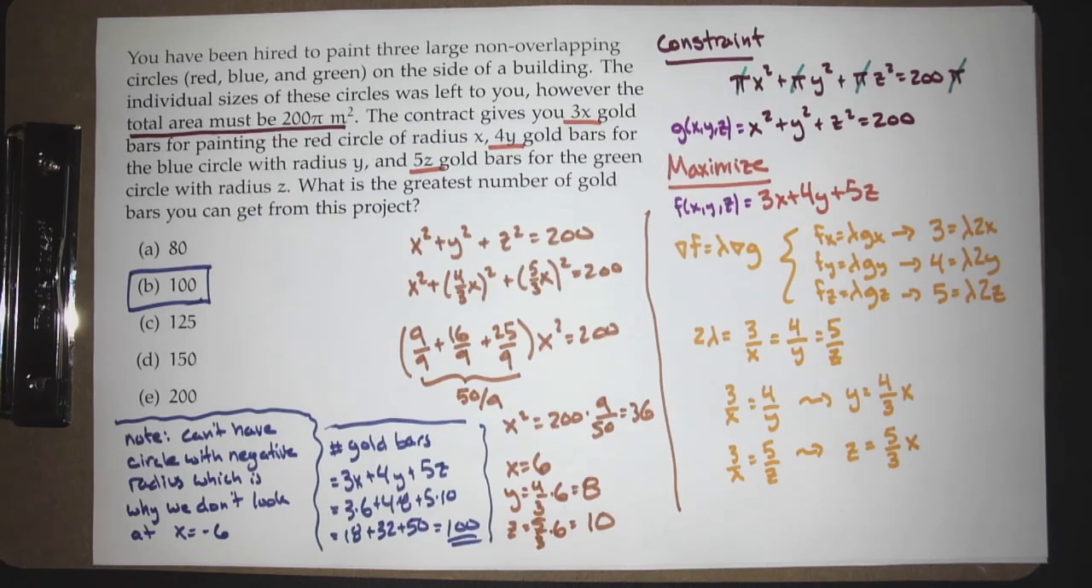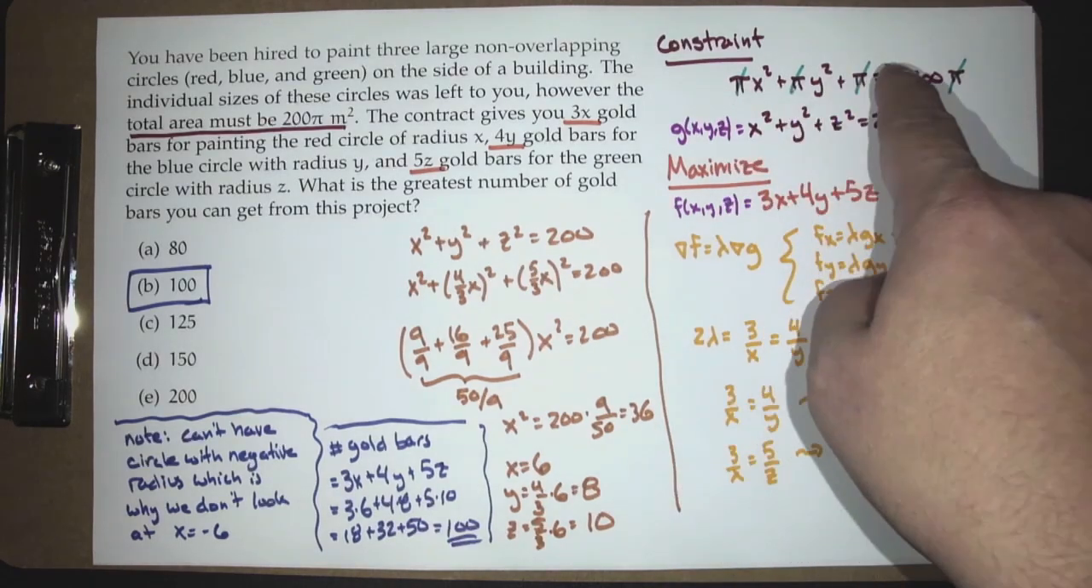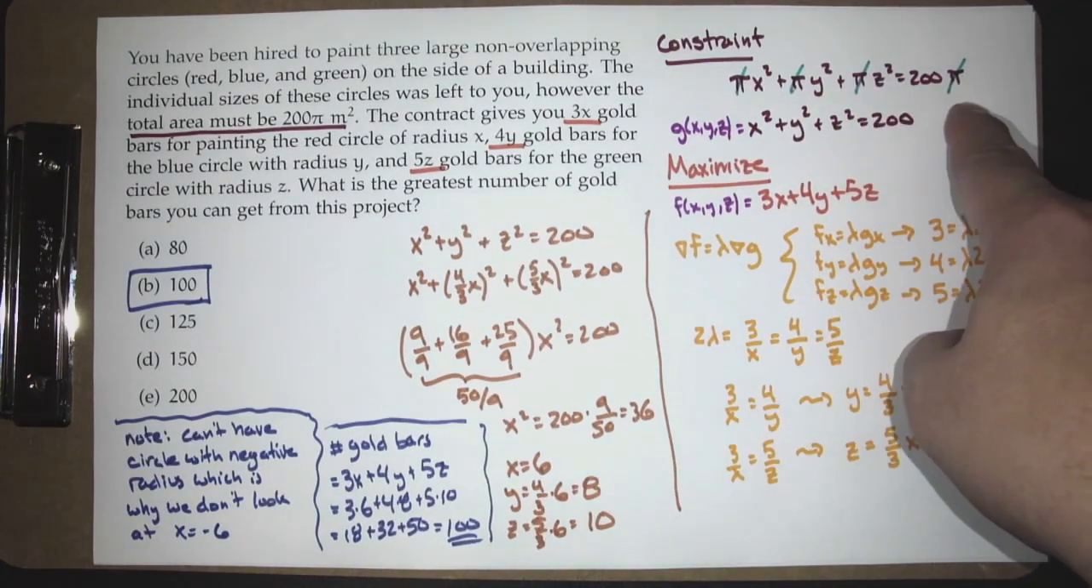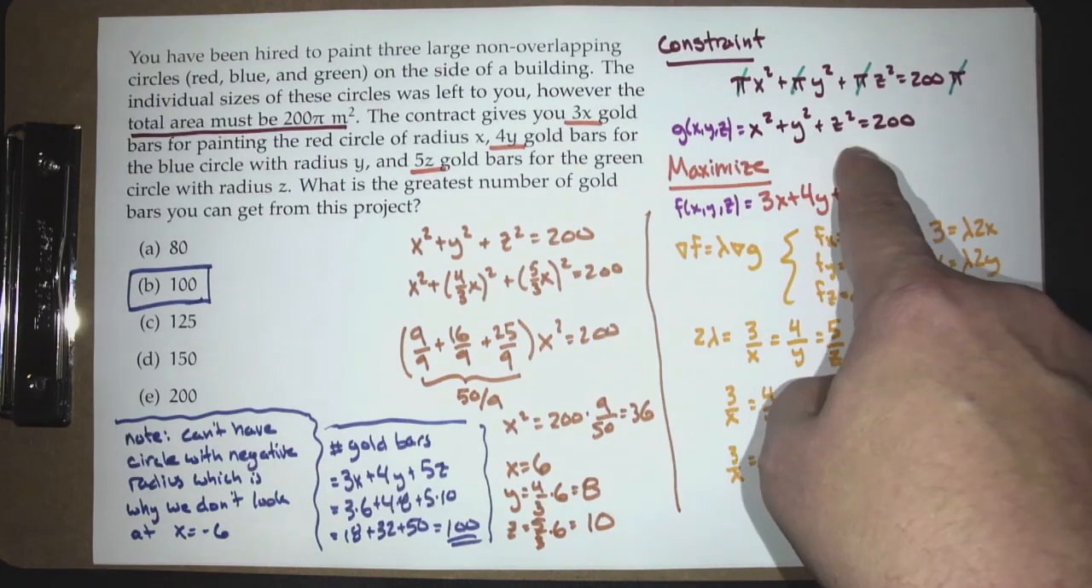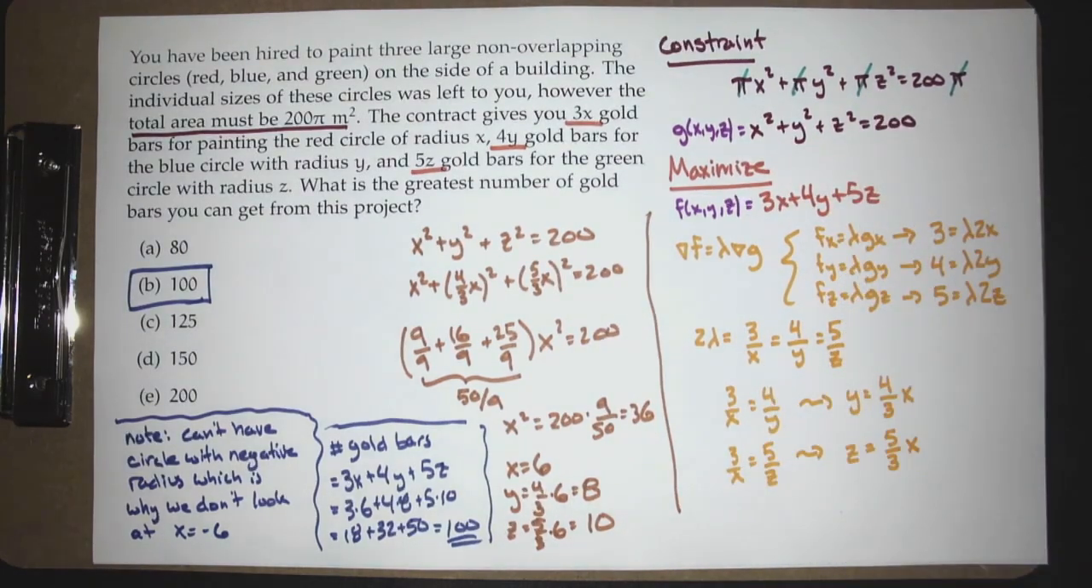Now, this one might feel a little bit different from the previous ones we did, because there's actually 3 variables involved, but the same philosophy holds. We have a constraint, namely that the total area is 200 pi. So you get pi x squared plus pi y squared plus pi z squared equals 200 pi, because we know how to find areas of circles. So that's our constraint: x squared plus y squared plus z squared equals 200.